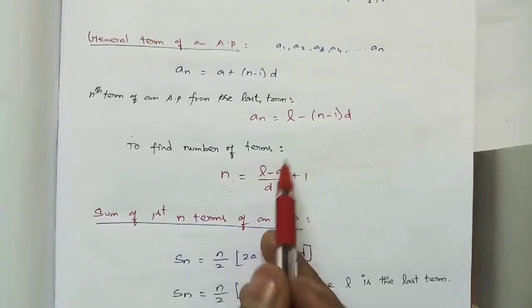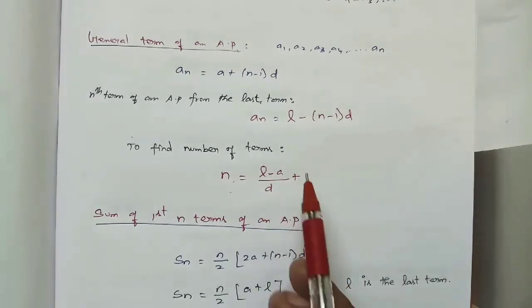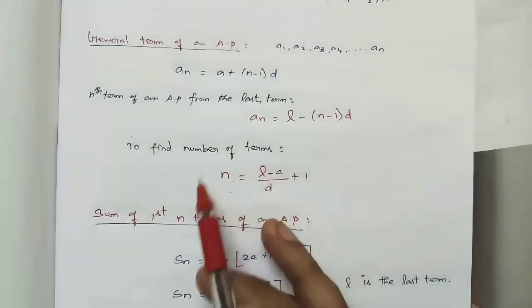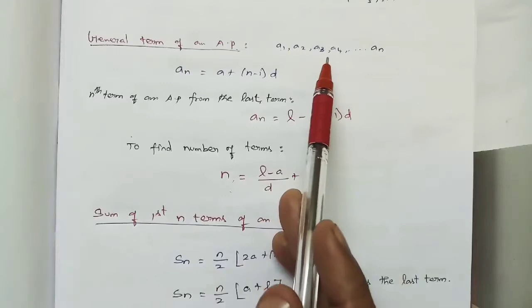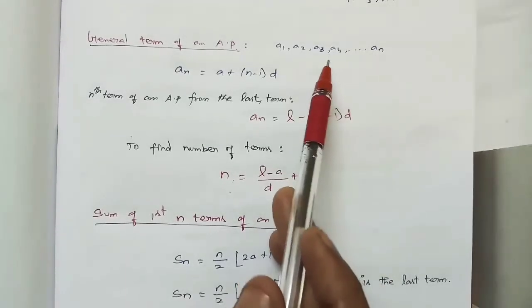A is nothing but the first term of an AP, and D is nothing but the common difference. How do we find the common difference? Second term minus first term, or third term minus second term, right? Plus 1. This is nothing but finding the number of terms of an AP. How many terms: 7 terms, 10 terms, 15 terms or 144 terms. How many terms are in an AP, right?